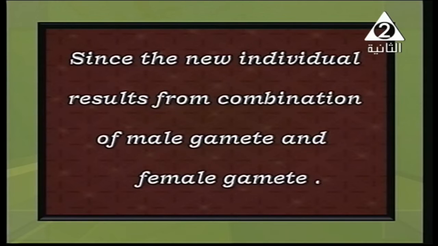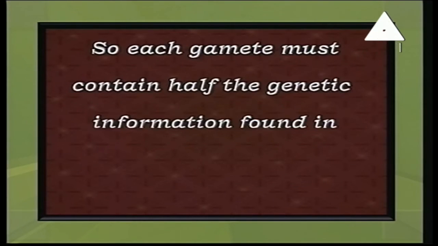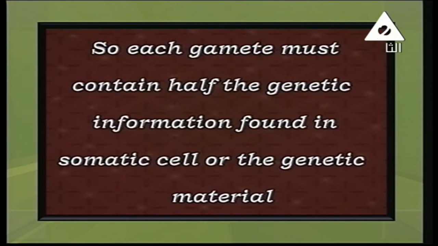And since the new individual results from the mixing or combination of a male gamete and a female gamete, each gamete must contain half the genetic information that is found in the somatic cell. So studying the amount of DNA in each cell was clear-cut evidence for us that DNA is the genetic material, the substance that carries all the genetic information for the whole living organism, for the various and different types of living organisms.